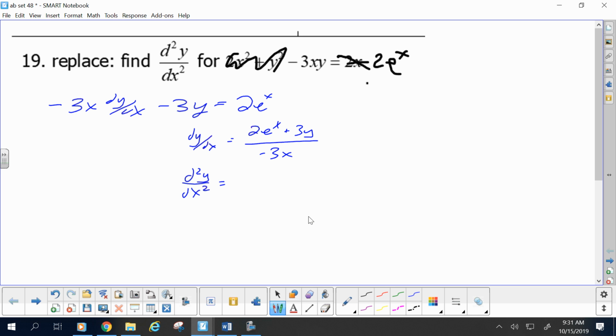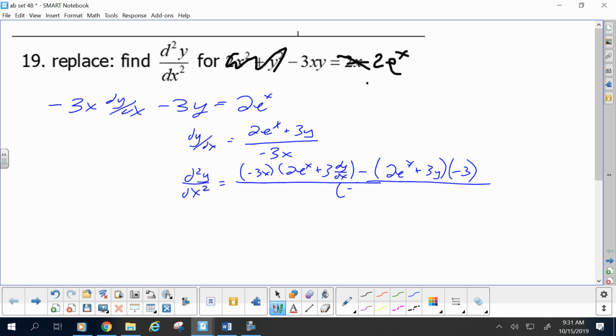Okay. So, Mr. Hatch, what's low D high? Negative 3x. Okay. 2e to the x plus 3 dy dx. I agree. Perfect. Minus. Harrison, what's high D low? 2e to x plus 3y minus 3 times negative 3. Wonderful. Over the square of what's below.